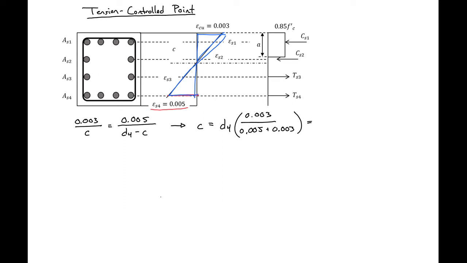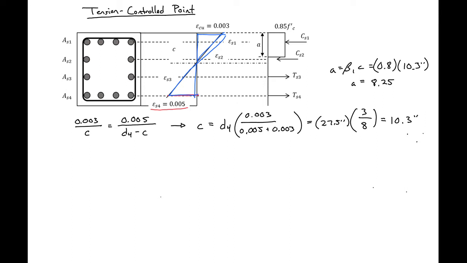So if we plug in our values here, we'll have 27.5 times 3/8 is equal to our c of 10.3 inches. We can also find our a from this, and we'll remember that our a is equal to beta 1 c. So for us, 0.8 times 10.3, which will give us an a equal to 8.25 inches.